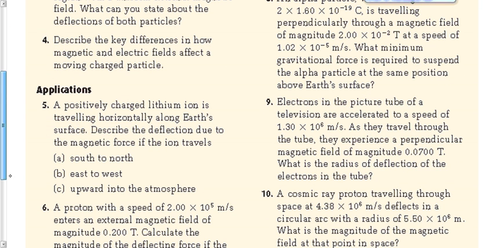All right, and number 5. A positively charged lithium ion is traveling horizontally along the Earth's surface. Describe the deflection due to the magnetic force if the ion travels south to north, east to west, upward into the atmosphere. When we say south to north, we're going to assume geographic north here. Okay, we're going to assume that we're talking about the Arctic, right?